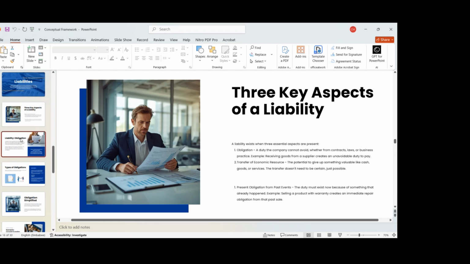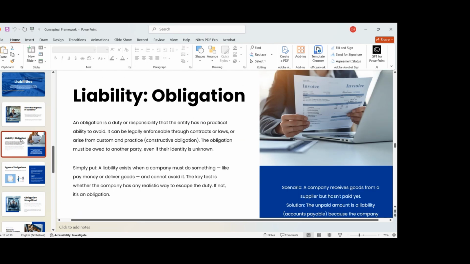So let's start with the obligation. An obligation is a duty or responsibility that the entity has no practical ability to avoid. It can be legally enforceable through contracts or arise from custom and practice, which is what we call constructive obligation. So there is legal, then there is constructive. The obligation must be owed to another party, even if their identity is unknown.